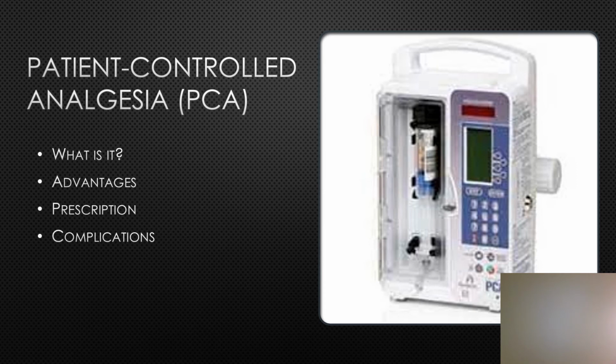So a PCA order will require a loading dose, a lockout interval, a maintenance dose if it's a continuous dose, an individual dose if they're just getting boluses, and a maximum amount a client can receive within a specified time frame. And occasionally there will be an order for a bolus dose if the client has breakthrough pain.